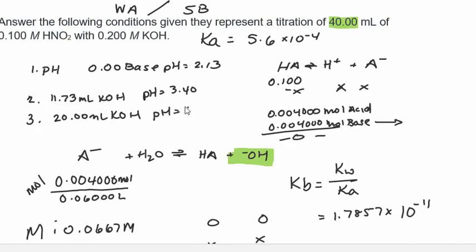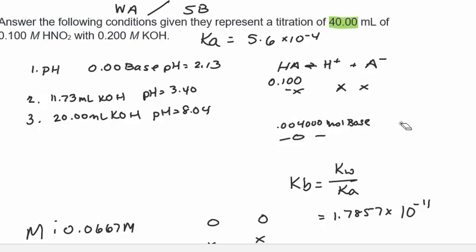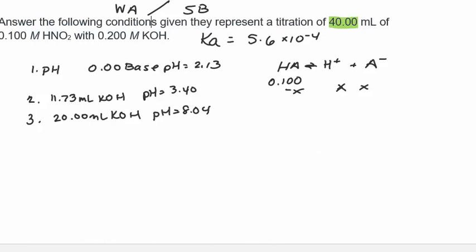Recall that the equivalence point is where the moles of acid equal the moles of base. Now, because this is a weak acid and a strong base, that equivalence point is greater than 7. And the reason it's greater than 7 is because all of that weak acid has been converted into conjugate base, and it reacts with water in order to form the hydroxide ion.